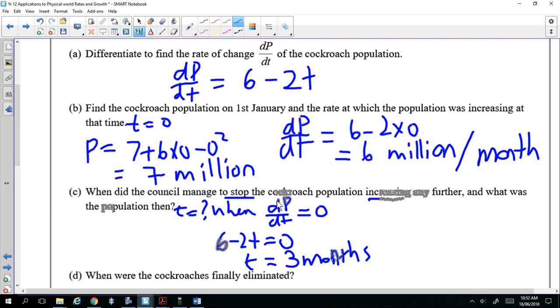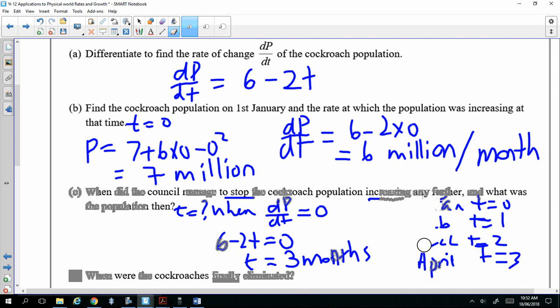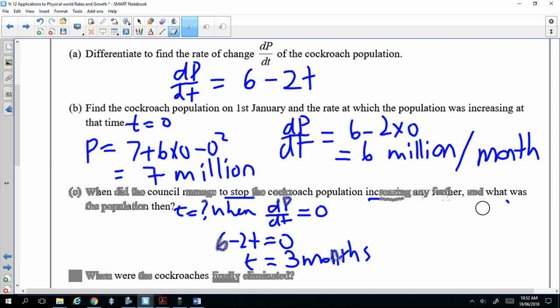So 1st of January, that's t equals 0. So when t is 1, that's actually in February. And then t equal to 2 is in March. So therefore t equal to 3 is 1st of April. Okay, so you can work out like this by counting. So you don't need to write so much. You just have to write 1st of April.